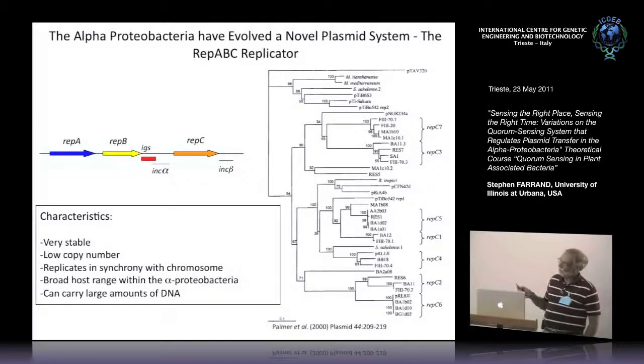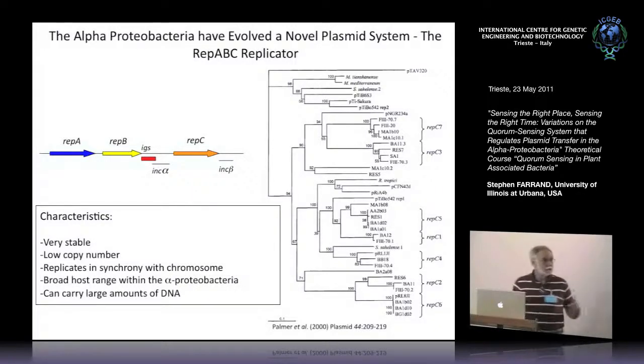What you can see from this is that the Rep-C gene, which is the important gene for replication and also for incompatibility, is evolving like crazy. So there are many, many examples of this replication system. Some of them are incompatible with each other, and many of them are compatible with each other. So you can put many of these plasmids together in the same cell.